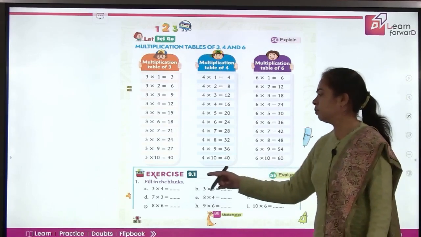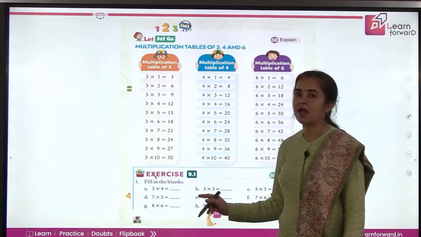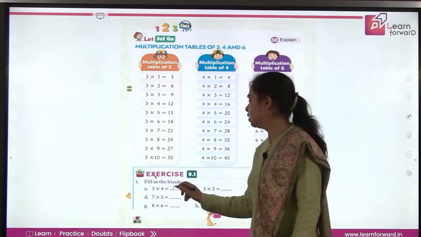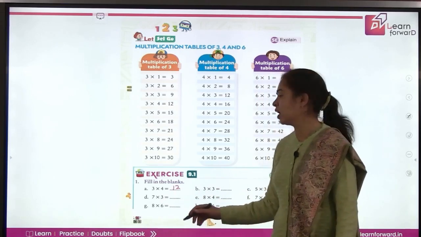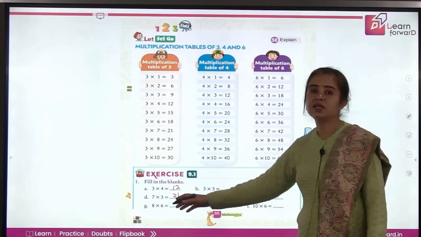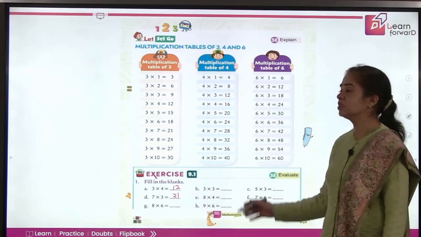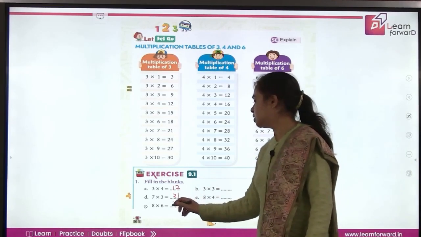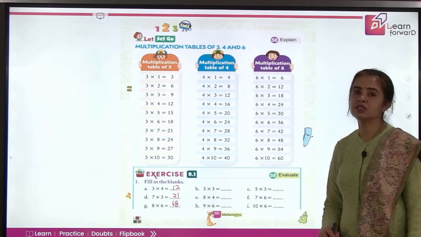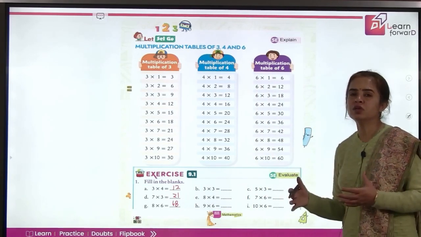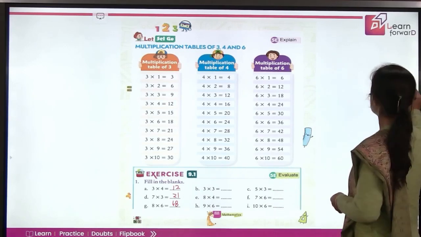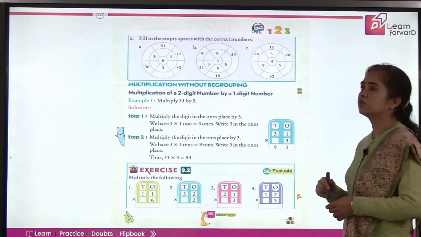Once you learn the table, you will be able to fill in the blanks yourself. 3 4s are 12. 3 7s are 21. 6 8s are, 8 times 6 or 6 times 8 is the same, 48. And children, when you learn the tables by heart and practice every day, you will quickly be able to give answers without even reading out the tables. So please learn them and then do these fill-ups yourselves.